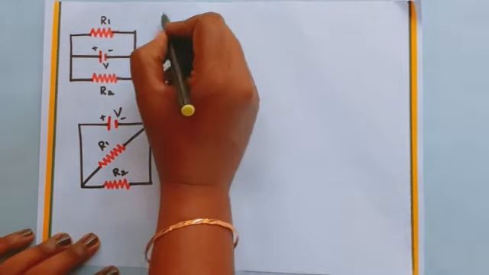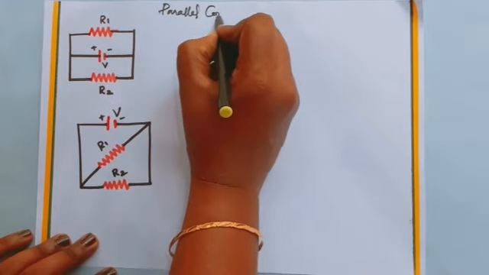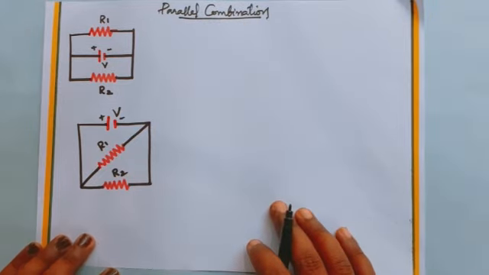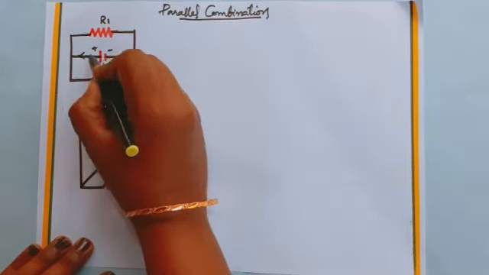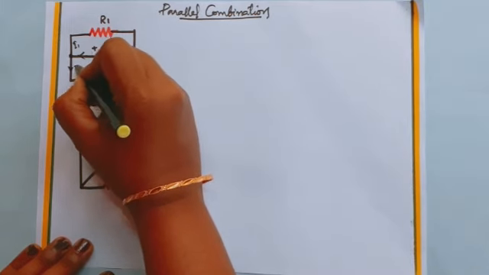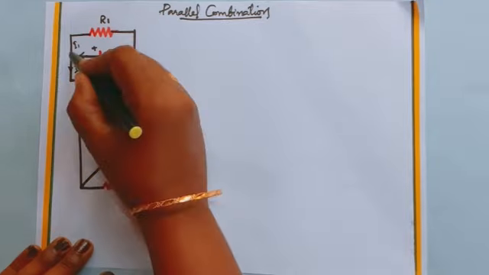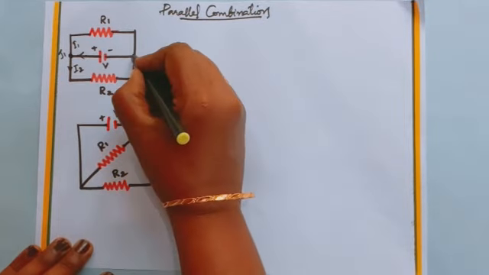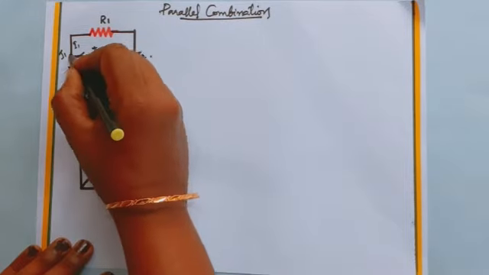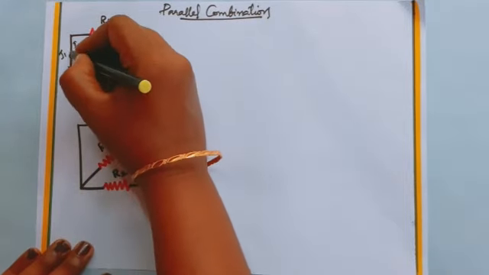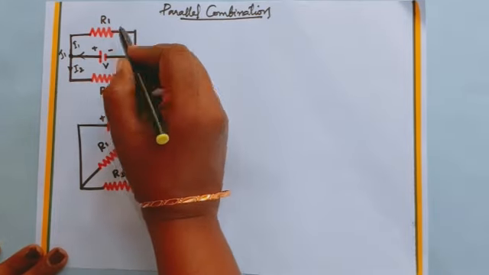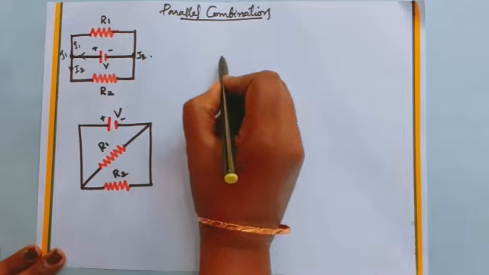Which combination is this? This is parallel combination. Here we can see the junctions. The current flowing from the positive terminal of the voltage supply is split into I1 and I2. There is a junction J1 and on the opposite side there is a junction J2. Then we know if there is a junction, there will be a parallel combination of the resistors.